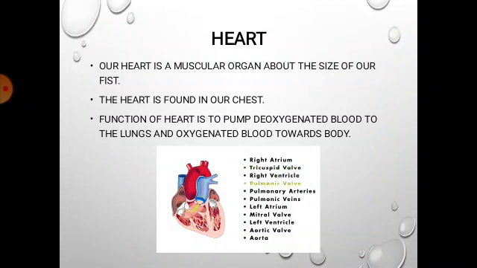The first one is heart. Our heart is a muscular organ about the size of our fist. The heart is found in our chest. The function of the heart is it pumps oxygen poor blood to the lungs and oxygen rich blood to the body. Oxygen poor blood means deoxygenated blood that does not contain any oxygen. Oxygen rich blood means oxygenated blood that contains oxygen.